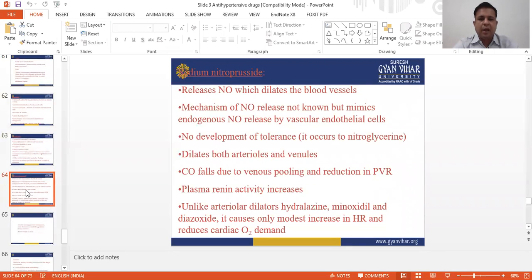Plasma renin activity increases. Unlike the arteriolar dilators hydralazine, minoxidil, and diazoxide, it causes only a modest increase in heart rate and reduces cardiac oxygen demand.